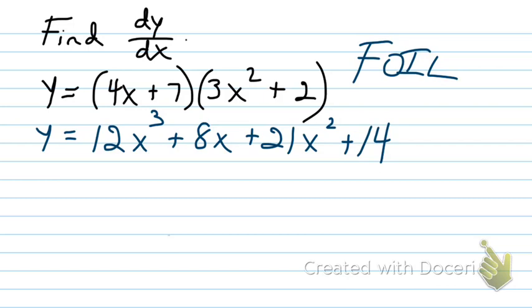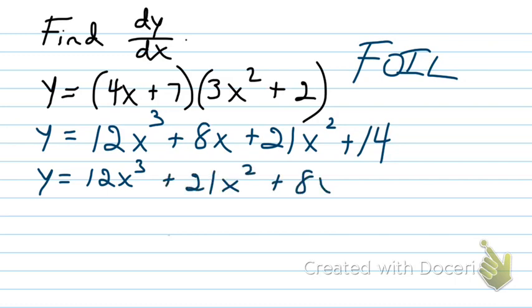Now, of course, you can leave it this way, or you could arrange it in descending order as usual. The cubic term, the quadratic term, the linear, and the constant. Now that we've made this nice and neat, we could differentiate dy dx, the derivative of y with respect to x. 12 times 3 is 36, subtract 1 from the power.